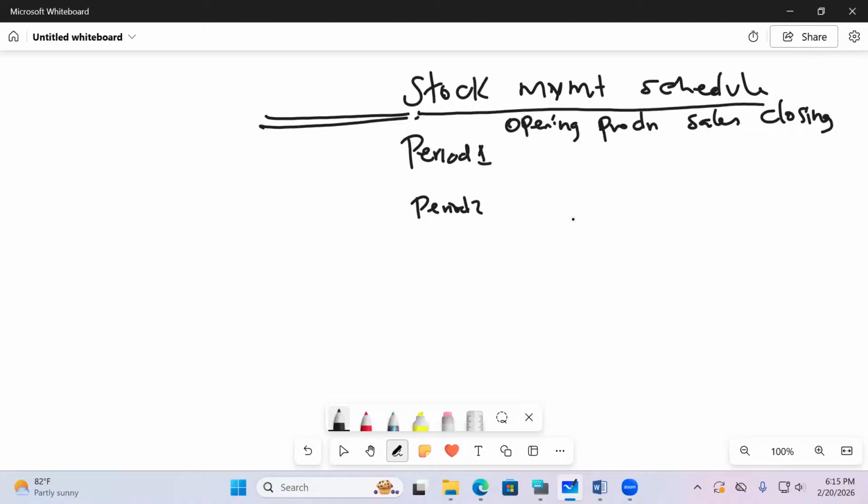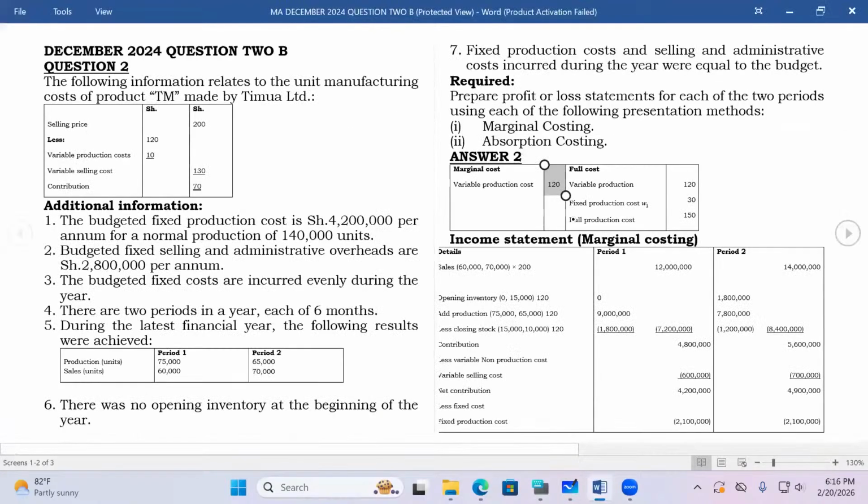Fortunately, this great examiner gave us this in the question. If you go back to the question, you will see where the examiner has given us these inventory movements. He told us in note number 5, during the latest financial year, the following results were achieved. So if it is production, period 1, we produced how many? 75,000. How about period 2? 65,000.